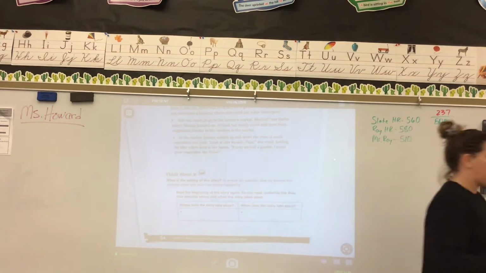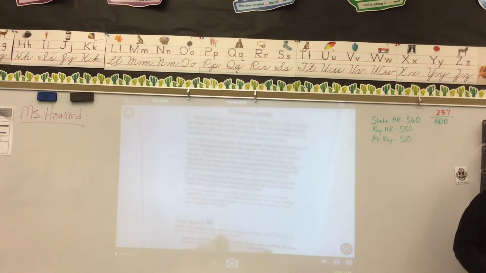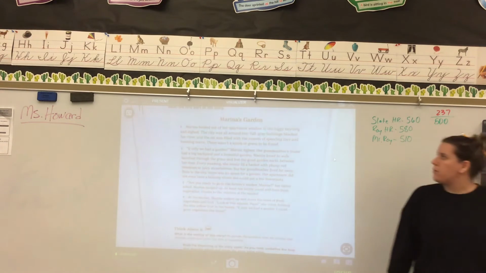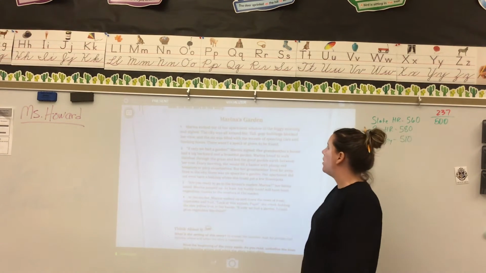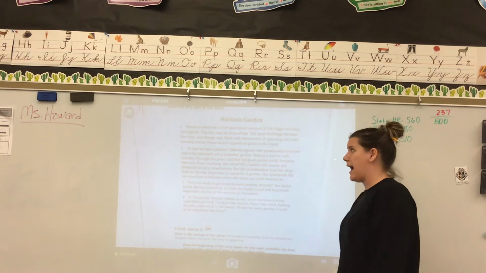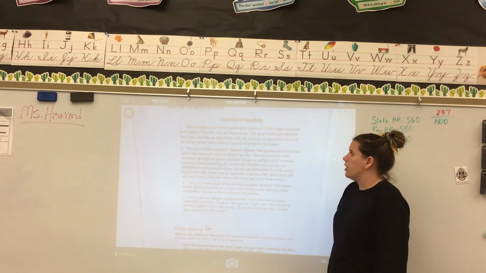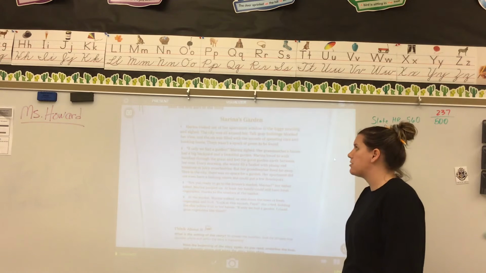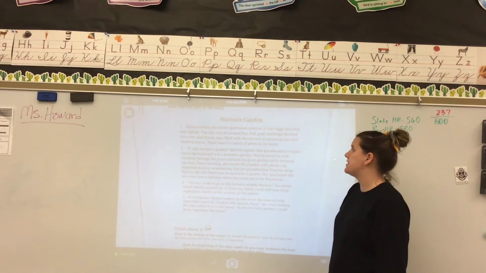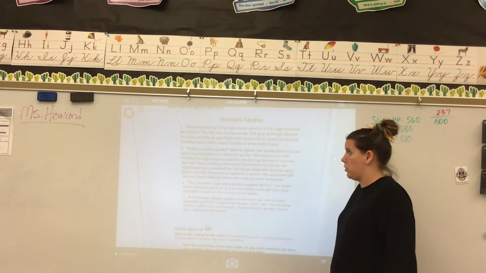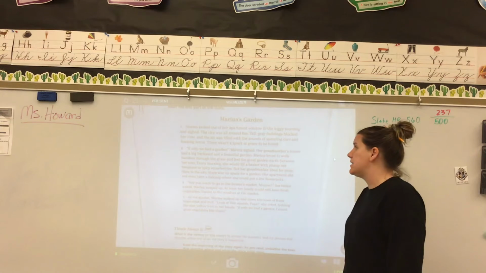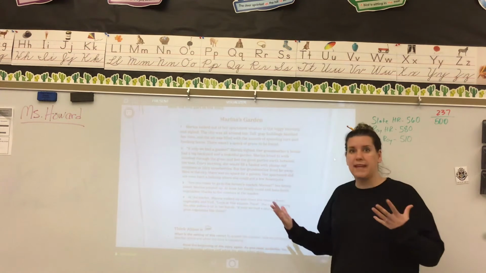Look at that first paragraph. It said, Marina looked out of her apartment window in the foggy morning and sighed. The city was all around her. Tall, gray buildings blocked her view, and the air was filled with the sounds of speeding cars and honking horns. There wasn't a speck of green to be found at the beginning, okay?